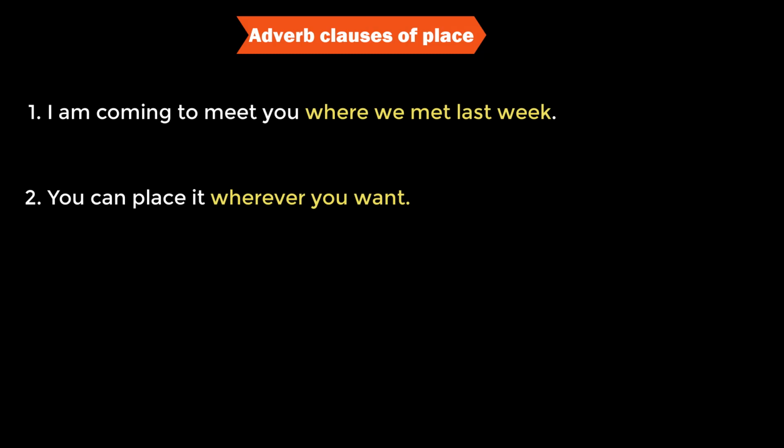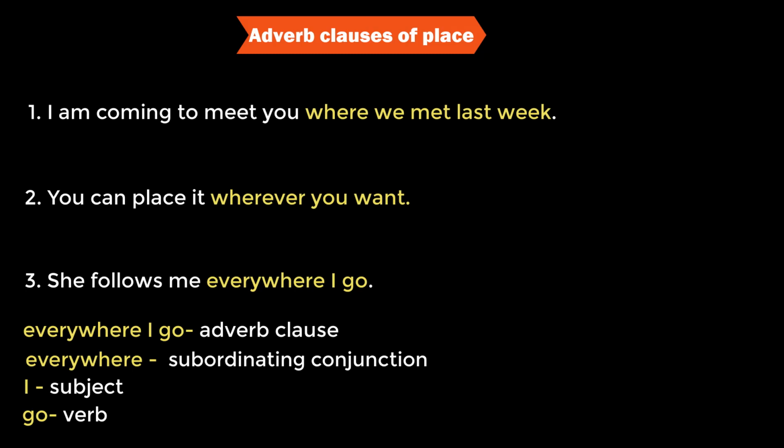Let us look at the next example. She follows me everywhere I go. Alright. So everywhere I go is my adverb clause. Everywhere is the subordinating conjunction coming in the beginning. I is the subject of the clause. Go is the verb. So everywhere I go is my adverb clause, giving information about the verb follow.